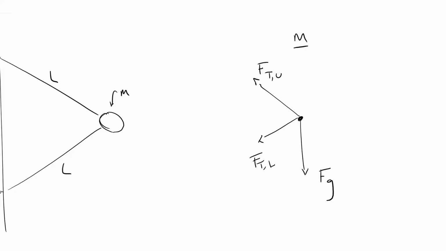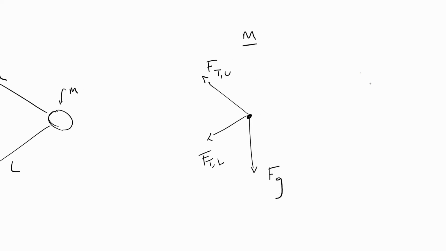Now, if we look at this, we've got a couple things going on. We know that in the y direction, we've got the y component of the upper tension, we've got the y component of the lower tension, and we've got Fg. And somehow, even though I've drawn this in a way that clearly doesn't actually work, these all have to be equal. Yes? Because it's spinning around in a circle. It's not spinning up, not spinning down. So there must be no acceleration in the y direction.